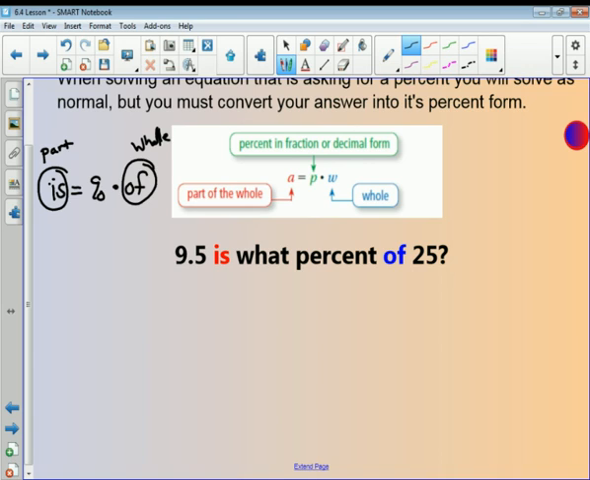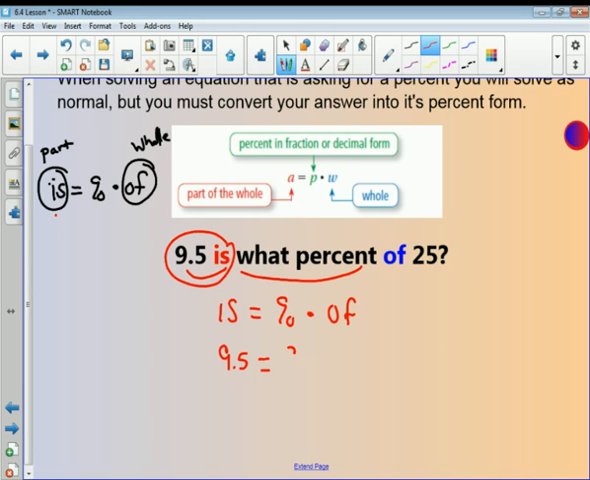Okay, so we have 9.5 is what percent of 25? Is, do we have that? Yes, we do. Is equals our percent times our of, or our whole. So I have 9.5 with the is, so I'm going to put that where is in my equation, equals my percent. I don't know, so I'm just going to leave it as a percent sign. That's my unknown. Times my of is 25.